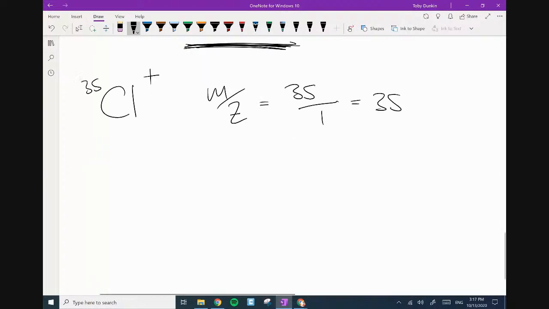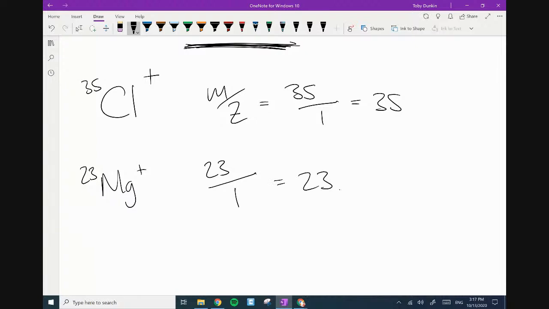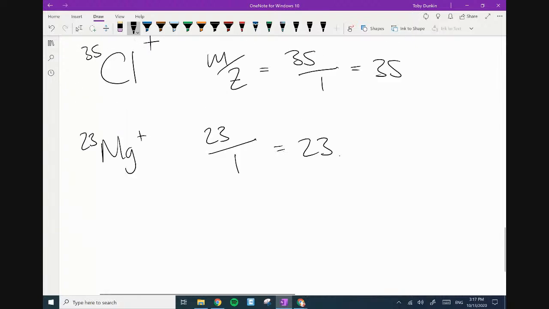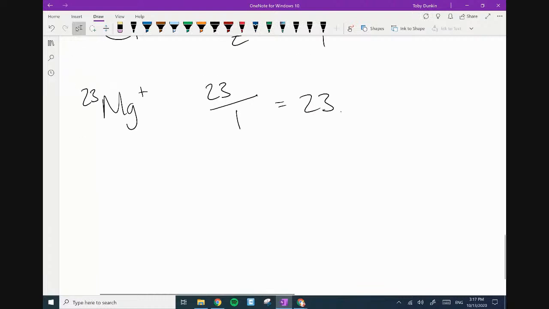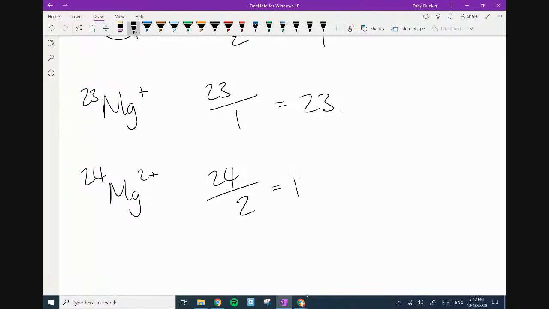Let's look at the next one. Let's go for magnesium plus 23. Mass 23 over 1 gives me an m over z value of 23. And everyone at this point is going, I don't quite get this. What's the function of this? The function is when you get a 2 plus, Mg 24, 2 plus. What's its deflection going to be? 24 over 2. It has an m over z value of 12.